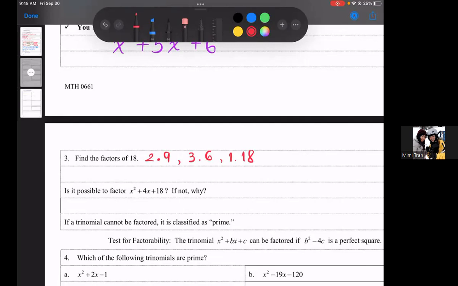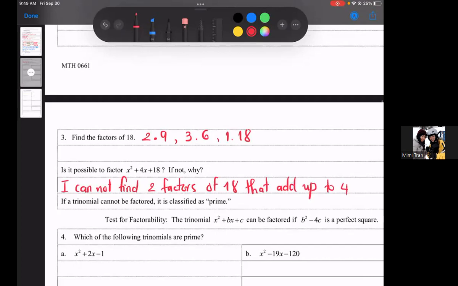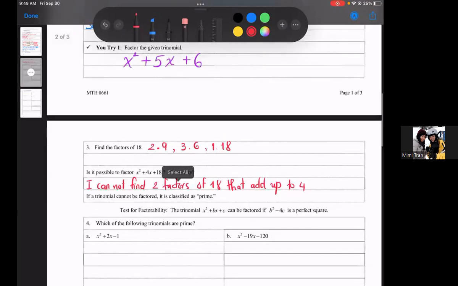So you say, how do I say? I cannot find two factors of 18 that add up to 4. Well, so you say it's not factorable, right? Now in factoring, we have another term for saying not factorable.